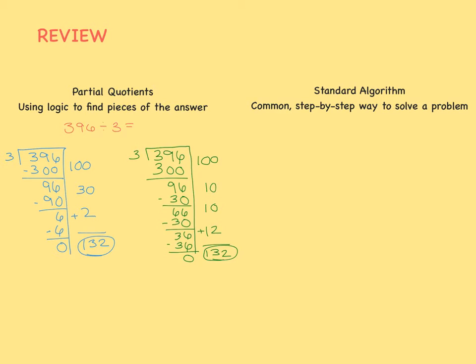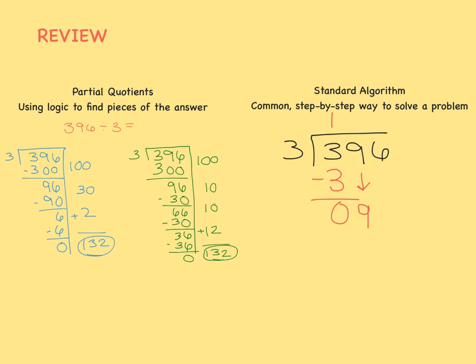Most of your parents, aunts, uncles, and even grandparents learned how to divide using standard algorithm. It looks like this. In standard algorithm, you don't really have to think about the groups that you're taking out, but you're going to move from left to right in the number to divide. 3 goes into 3 one time, so I put a 1 at the top. 1 times 3 equals 3. I subtract, that's 0. I bring down my 9.